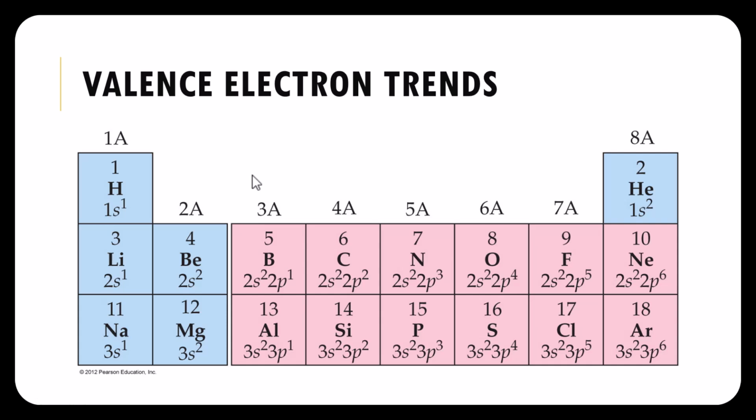Up until this point, we have identified valence electrons based on the electron configuration, so finding the electrons in the highest energy level. That is true. We can always figure out valence electrons that way. But what we find is that these atoms are stacked very distinctively into groups that could help us determine valence electrons a little bit faster.